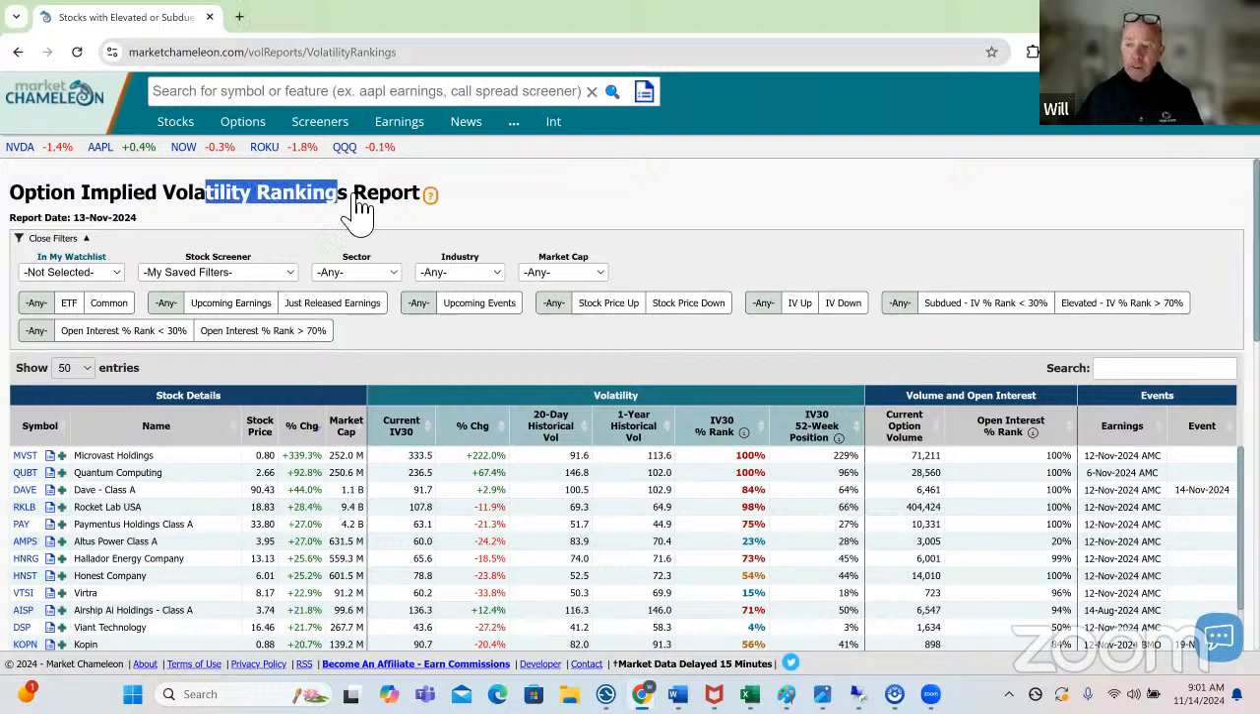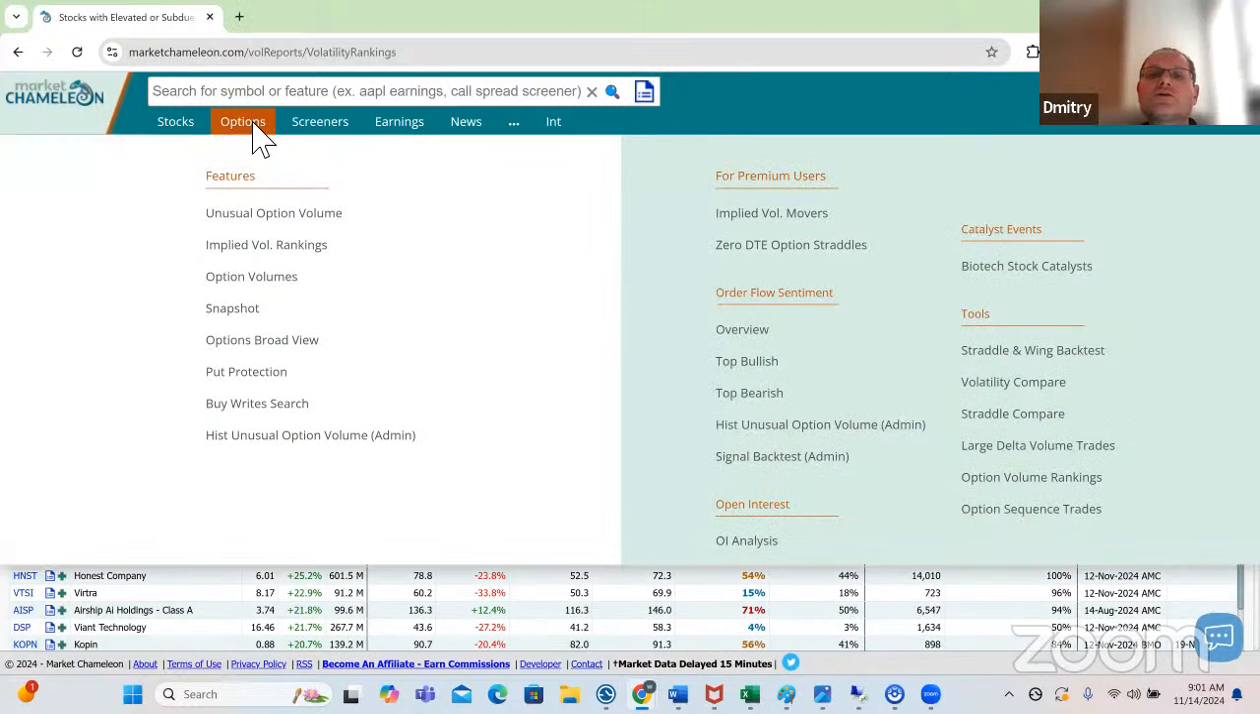I know we're going to get a question on how you got there. Yeah. So under options, if you go to implied vol rankings over here, it's the second one down, click on that, and you will land on this page.